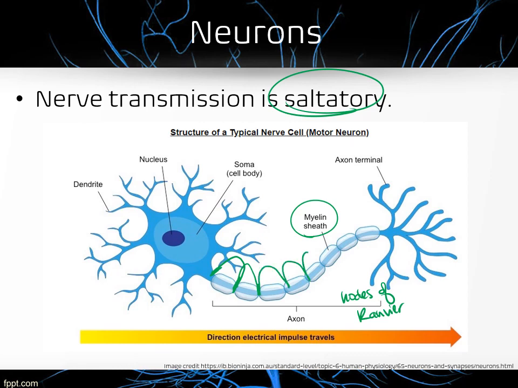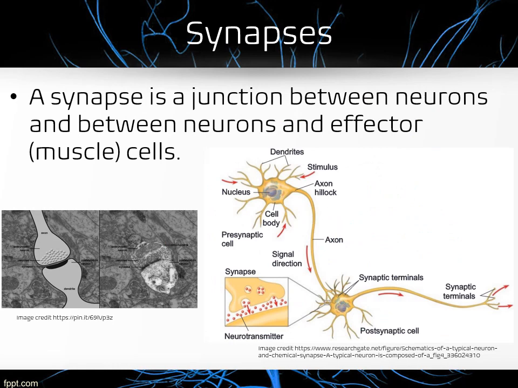So that saltatory jump conduction allows conduction to be crazy fast because we don't have to depolarize, repolarize, depolarize, repolarize every single little micrometer of the whole entire cell. That would make nerve impulses so slow. They're crazy fast because of that jump saltatory conduction. Good. All right. So now let's switch over to this idea of a synapse.